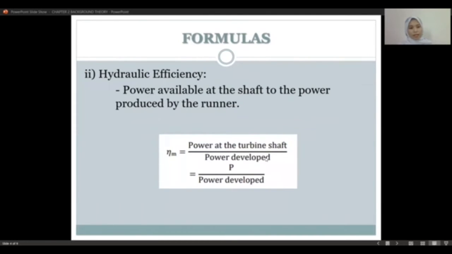The second is mechanical efficiency, which is the ratio of power available at the shaft to the power produced by the runner. The formula is mechanical efficiency equals power at the turbine shaft divided by power developed.